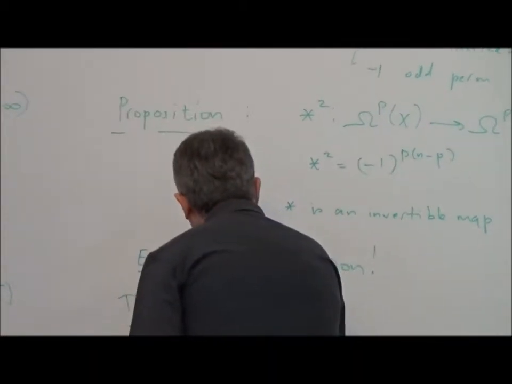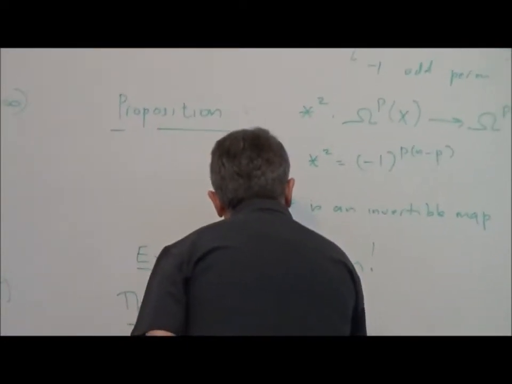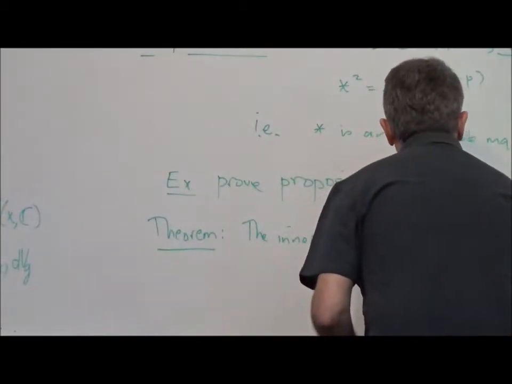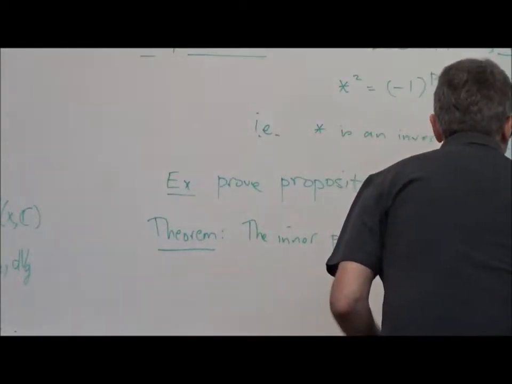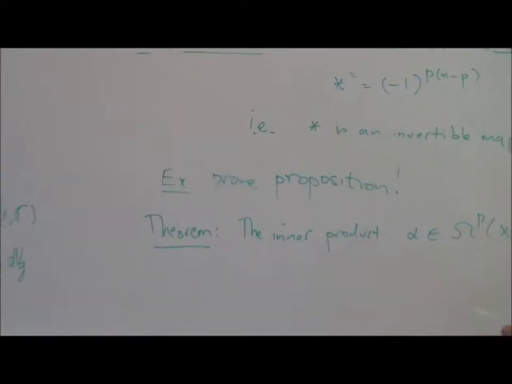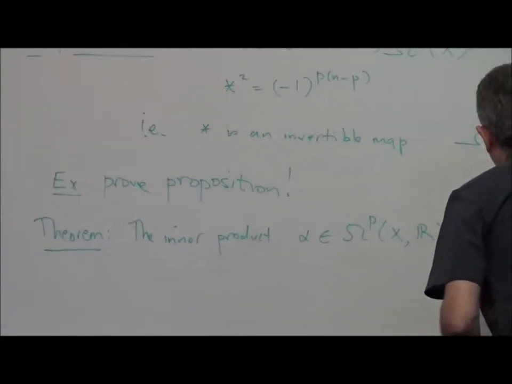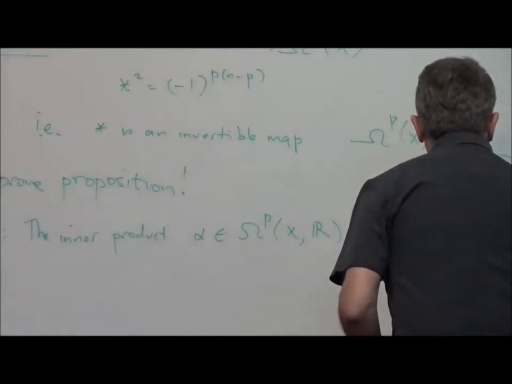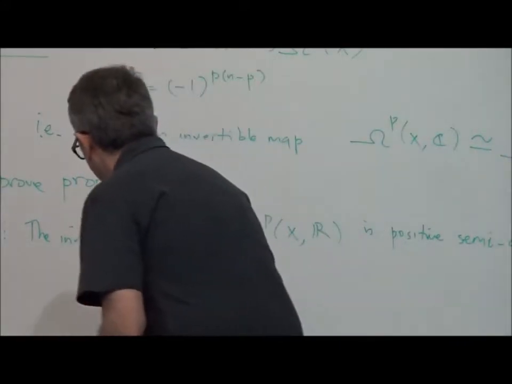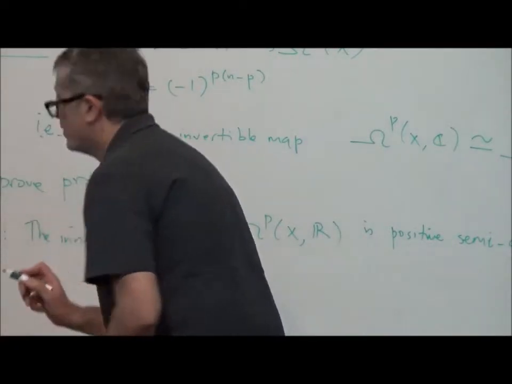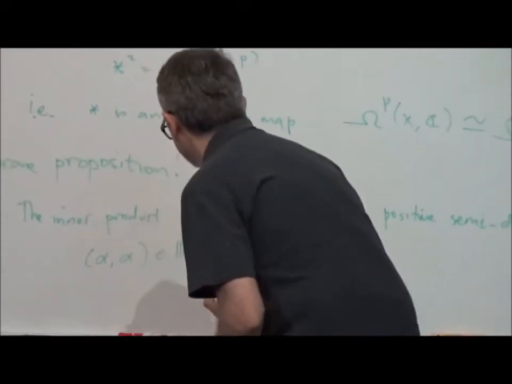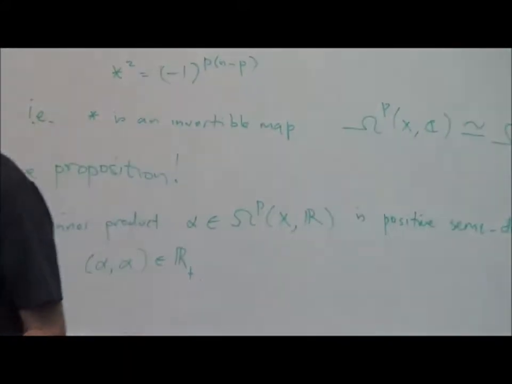The inner product for alpha, notice I'm choosing R, I'm not choosing C. I'm really taking the reals here. Is positive semi-definite. All right, so that means the following. It means this is the inner product, not the pointwise inner product. This too is an element of R plus. And the truth of that is a bit boring.